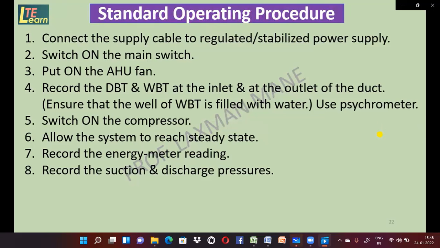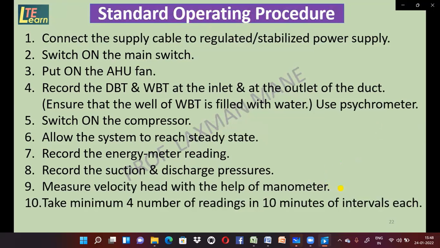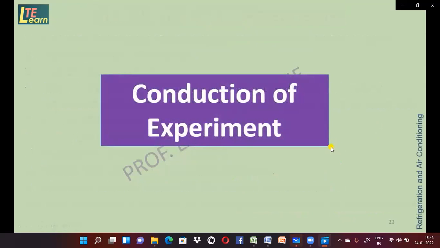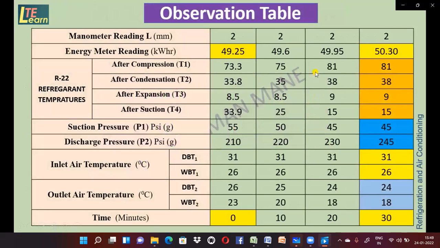Record the suction and discharge pressures of compressor. Measure velocity head with the help of manometer. Take minimum 4 readings at 10 minutes interval each. So, by the conduction of experiment, we find the observations which are mentioned here in the observation table.